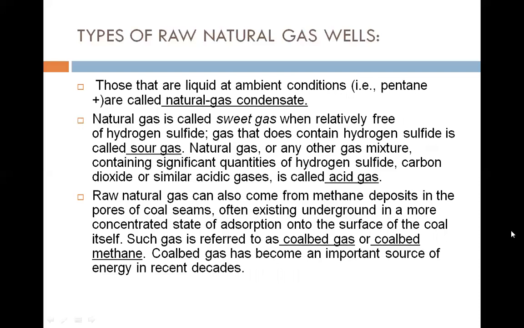Raw natural gas comes from the methane deposit in pores of coal, and it is also known as coal bed methane, for which today most of the important source of energy comes from the coal bed methane or coal bed gas.